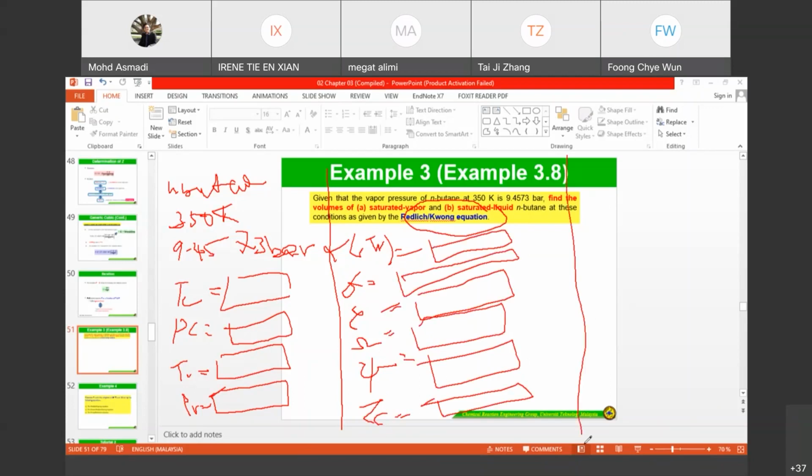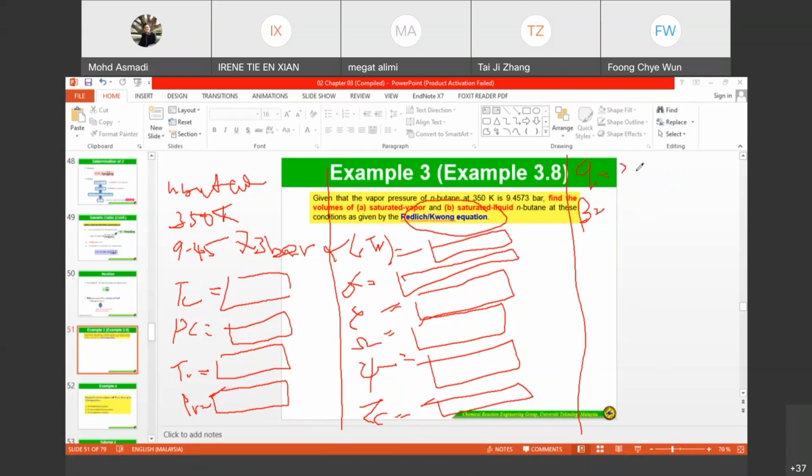Okay. So once you determine these parameters for the Redlich-Kwong equations, please calculate Q and also beta. So how to calculate Q and beta? Please refer to the beta equation and Q equations. Once you determine this one, the equation, if you refer to my slide, right?